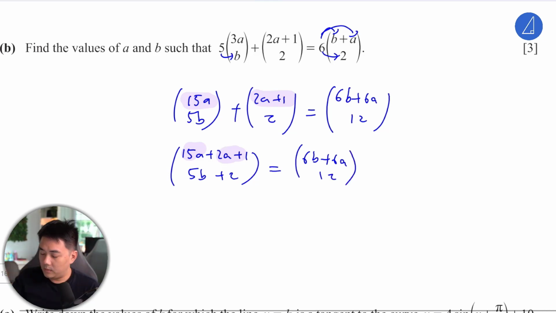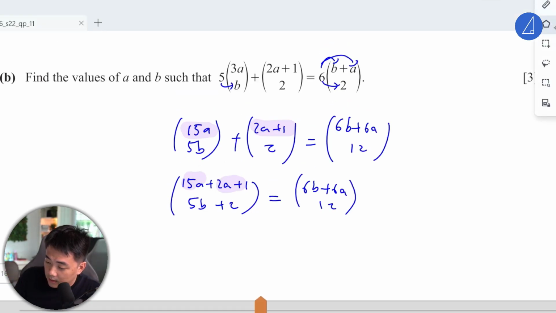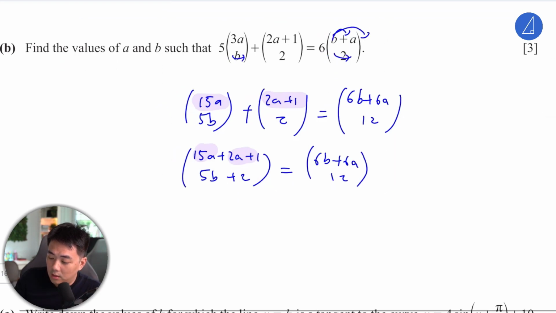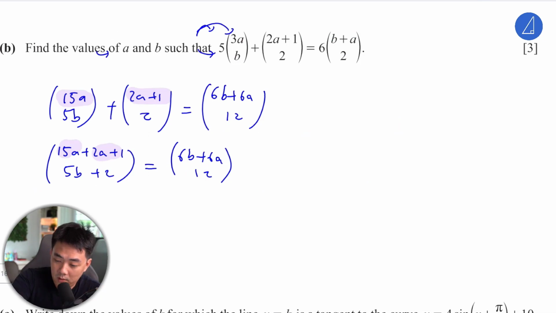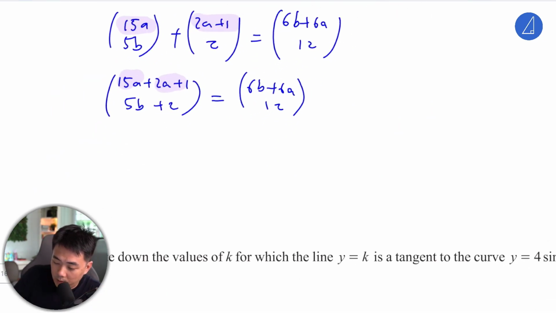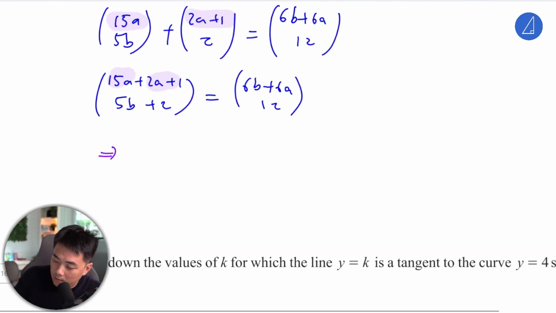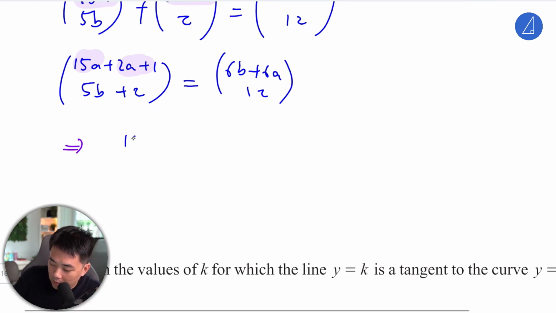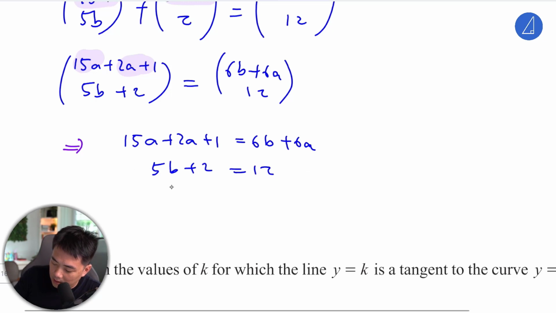So of course, what we're going to do next is essentially just take out the simultaneous equations. We're going to take each component out. Then what we get is 15a plus 2a plus 1 equals 6b plus 6a, and 5b plus 2 equals 12. This second one is pretty interesting because just solving it, 5b equals 10, so b equals 2.